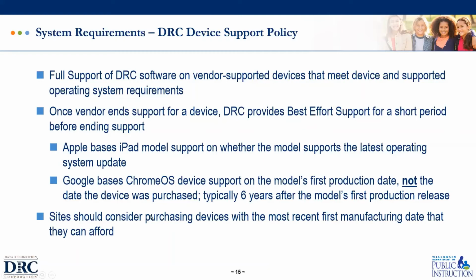So really our guidance is, when purchasing new devices, look at the most recently manufactured dates for both iPads and Chromebooks that you can afford. A lot of times you're going to see really cheap prices on some iPads or Chrome devices. It's mainly because they only have maybe a year or so left of production support, and then you get surprised. So keep the manufacturing date in mind when buying iPads and Chrome devices.